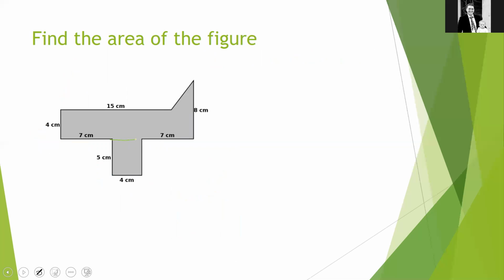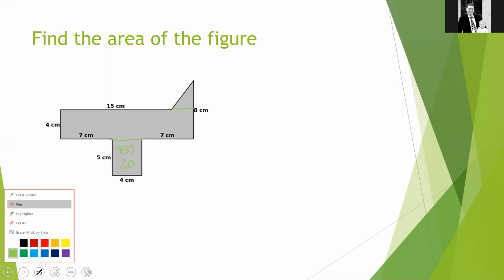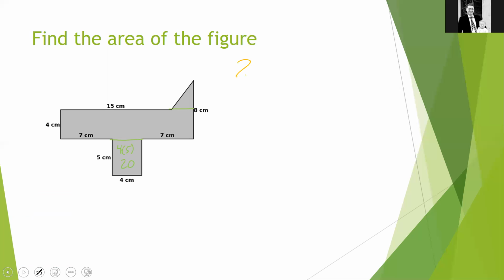So I have to decide, how am I going to split this up? Now I'm going to split this up into those 3 shapes because I know what this little rectangle here, I can do base times height, which is 4 times 5, and that's going to give me 20. I'm having some difficulty seeing that, so I'm going to switch colors here. So I know I'm dealing with 20 plus, okay, let's find the area of this rectangle.